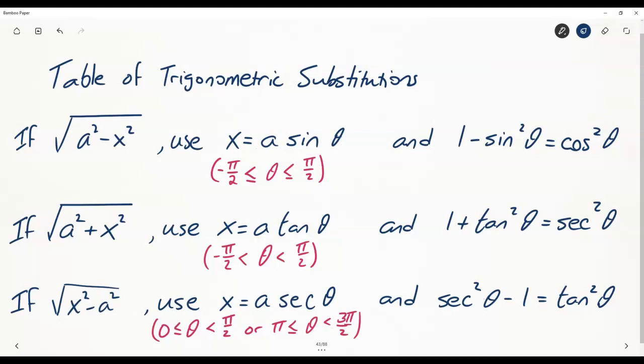So this is the substitution you would use. This is the identity you would use to cancel the radical in the problem. You're going to notice that all these problems that we're working, the square root is going to be the target that we're trying to get rid of first. Once the square root is gone, I should be left with something I can handle.